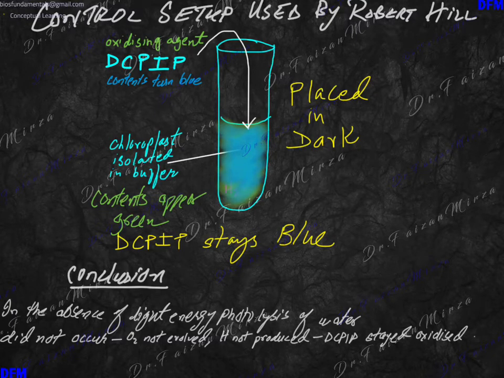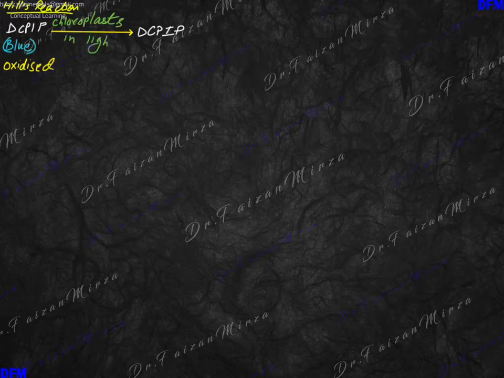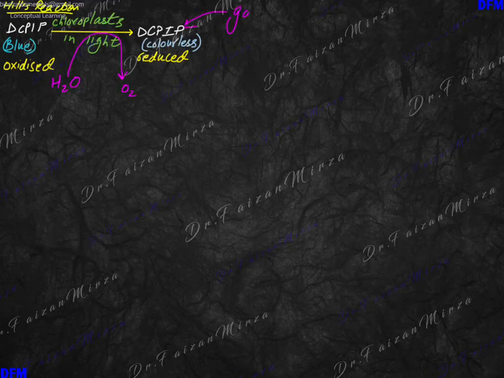So this is what Robert Hill contributed. The Hill's reaction can thus be summarized as follows. DCPIP is blue in color, so I'm saying this is the oxidized state. If you place it with chloroplasts in the presence of light energy, DCPIP would turn colorless. So oxidized is blue and colorless is the reduced one, because water got split, oxygen got released, and the hydrogens are gained by DCPIP.